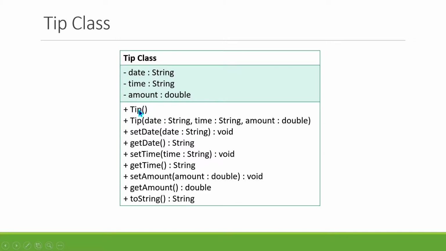And so I've got a default constructor, I've got a 3-parameter constructor, the get and set methods, and a toString, and it's all pretty basic. So we're going to use this class as our model in these demonstrations that we're going to be doing.